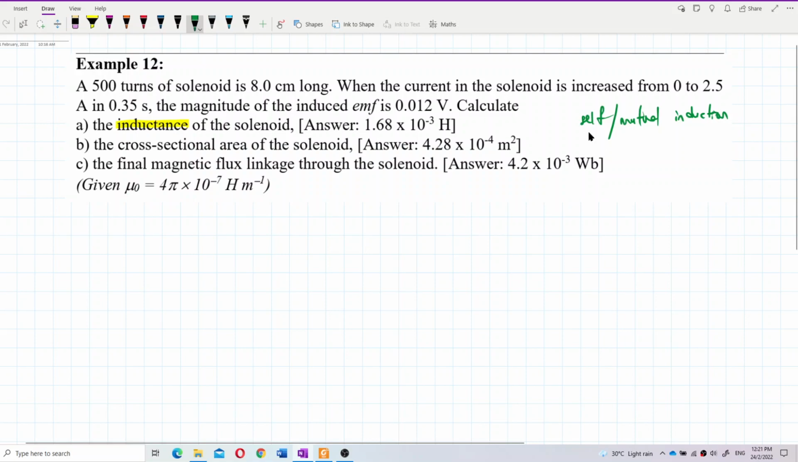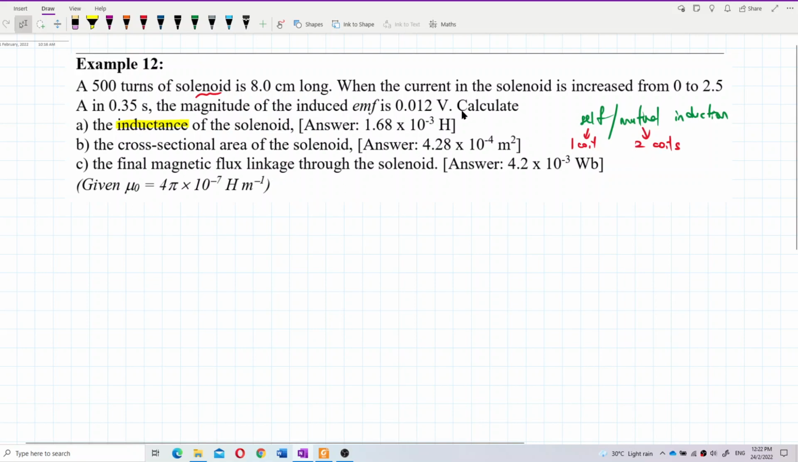Self means it only involves one coil. Mutual means it involves two coils. So look at this question: how many coils does it involve? We talk about a solenoid, 500 turns of solenoid, the current in this solenoid, the induced EMF in this solenoid. Is there any other coil or solenoid involved? There's no second solenoid, no second coil. All along it is just one solenoid.